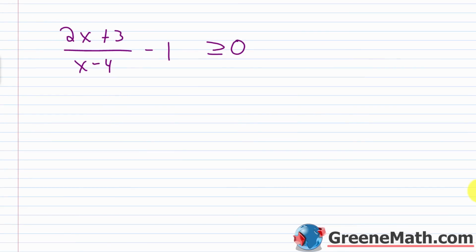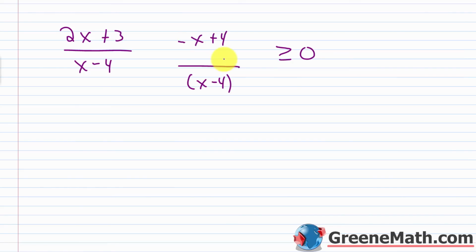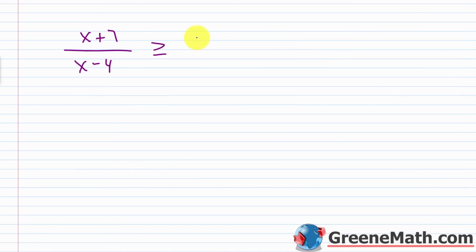So I will now get a common denominator going. Let me scroll down. I'll multiply this by the quantity (x minus 4) over (x minus 4). So I will have negative 1 times x, which is negative x, and then negative 1 times negative 4, which is plus 4. So you'll have negative x plus 4 in the numerator. And of course, the denominators here are the same, so I can just combine the numerators. 2x minus x would be x, and then 3 plus 4 would be 7. So this would be (x plus 7) over (x minus 4), and this is greater than or equal to 0.